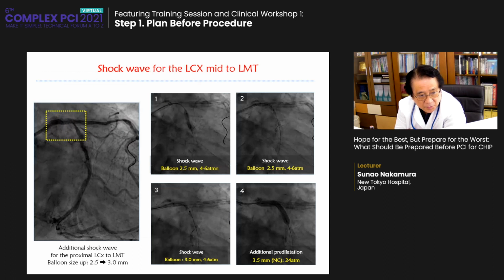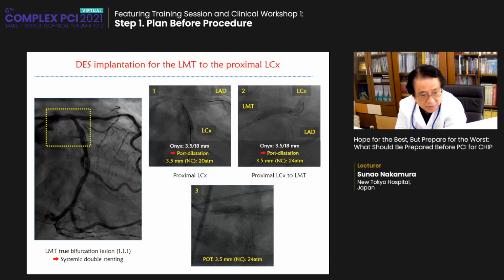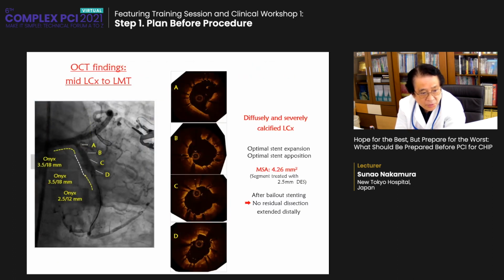Use Shockwave 2.5 proximal to mid circumflex and post-dilatation with a 3.5 balloon at very high pressure. And then stent in the circumflex to left main, following a POT. If you check the OCT image in the circumflex, we got a beautifully expanded stent, well positioned, which is hard to expect.